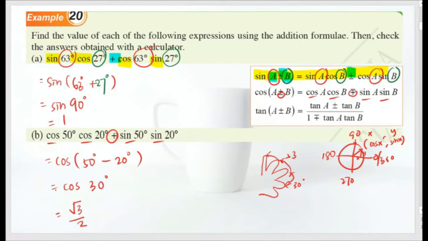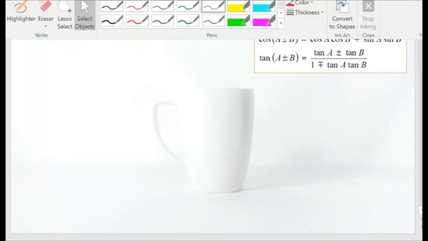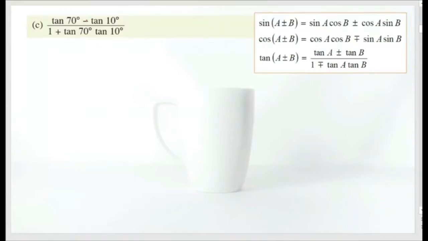Okay, then we go to C. Now it's tangent. You see this? Tangent. Looking at this example, it must be addition. So negative, positive, check here. Negative, positive, at the bottom. So your answer is tangent A minus B. A is 70 degree, B is 10 degree. 70 degree minus 10 degree, so it's tangent 60 degree.